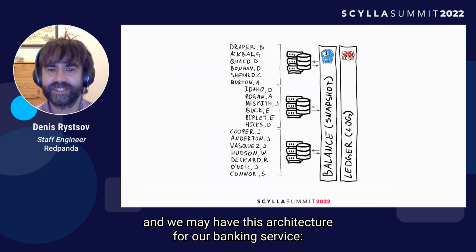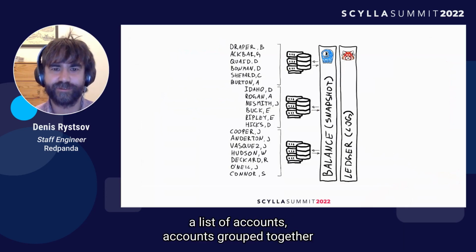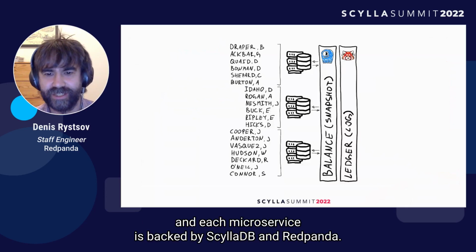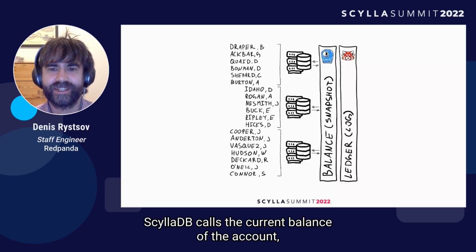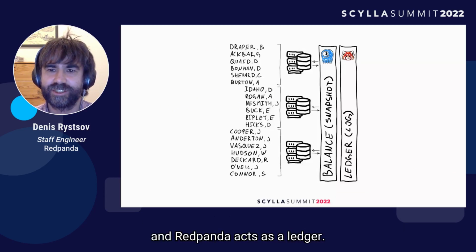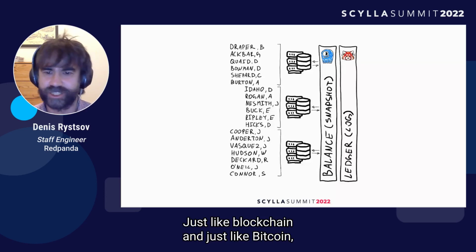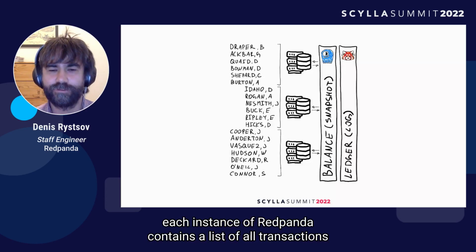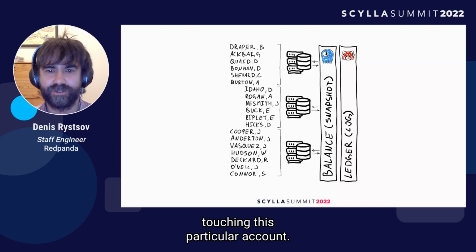We may have this architecture for our banking service: a list of accounts grouped together and mapped to microservices, and each microservice is backed by Scylla and Redpanda. Scylla holds the current balance of the account, and Redpanda acts as a ledger, just like blockchain, and just like Bitcoin. Each instance of Redpanda contains a list of all transactions touching this particular account.